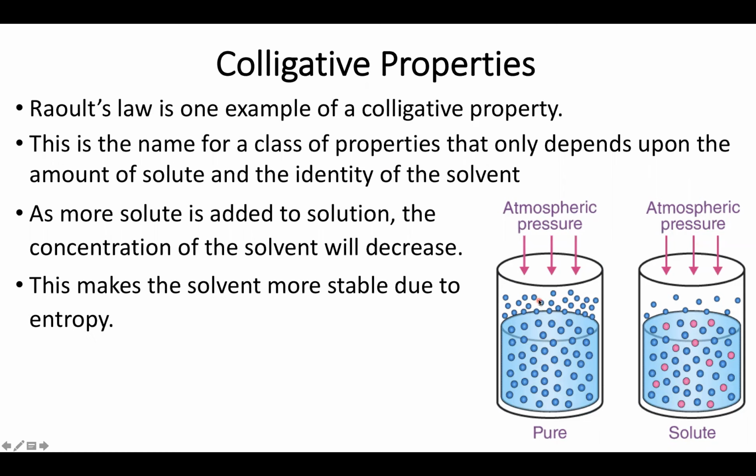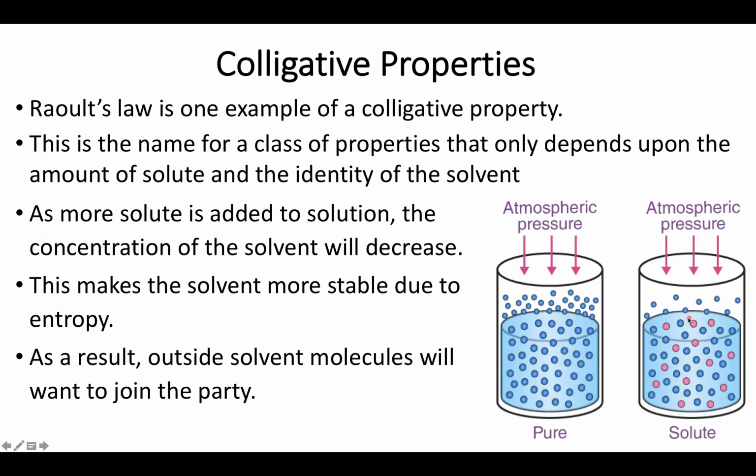And the reason why is that as I end up adding more solute, the solvent essentially becomes more stable due to entropy. It is more entropically disordered. So as a result, we have things such as the vapor pressure lowering because as a whole, colligative properties are dominated by this idea that outside solvent molecules want to join the party. So if I've got molecules in the vapor phase, they want to join the party in the solution. If I've got molecules in a solid, they want to join the party in solution. And if I have pure solvent, it's going to want to join the party. Everybody wants to be where it's happening. And that's really what a colligative property is all about.